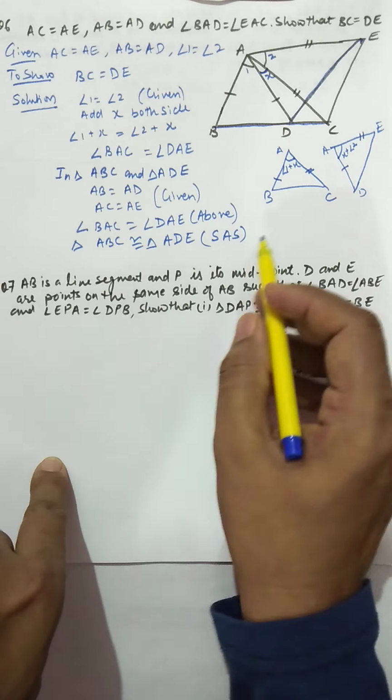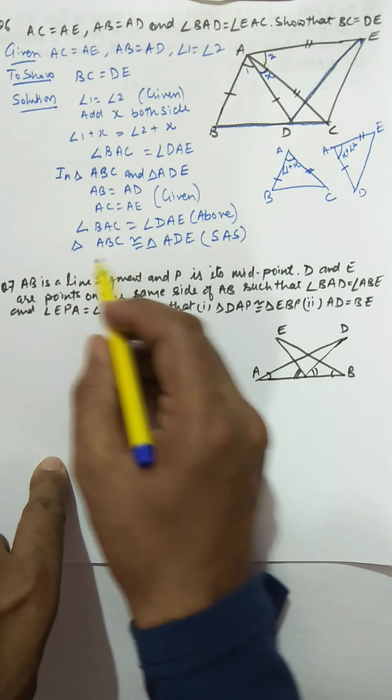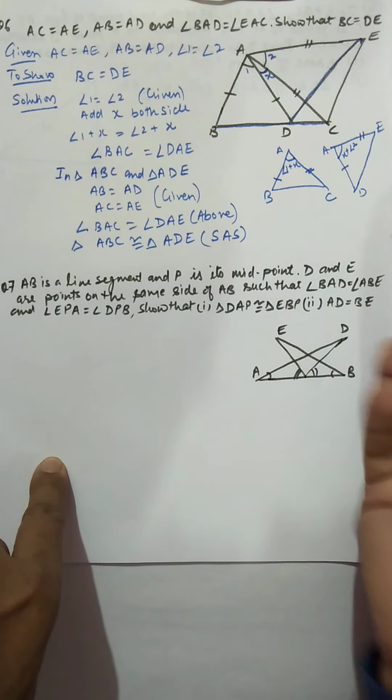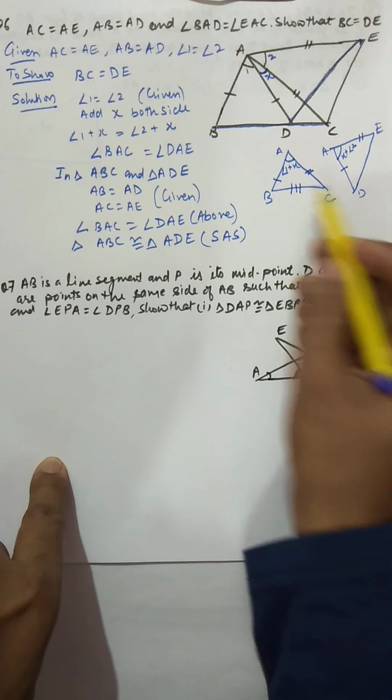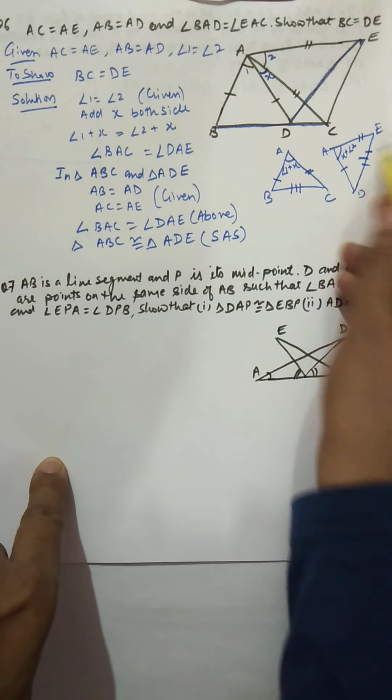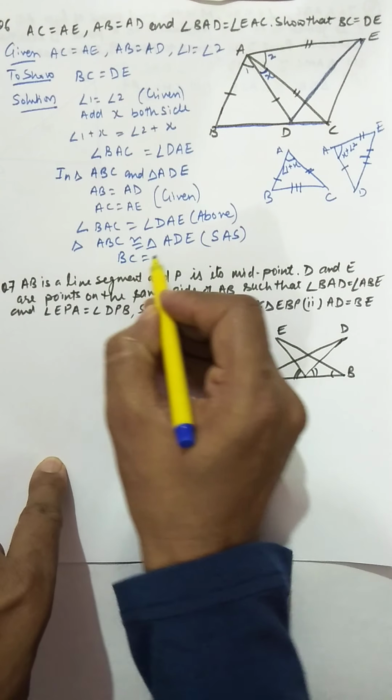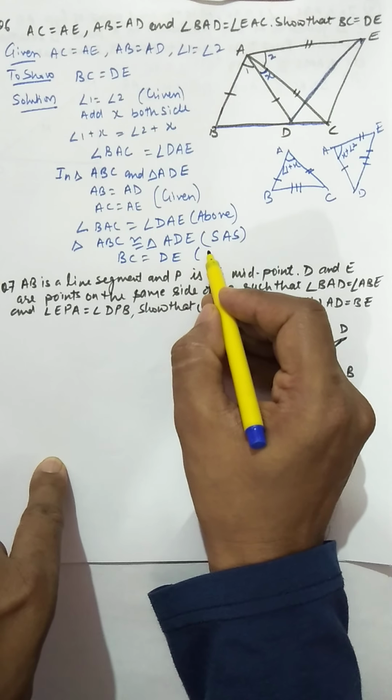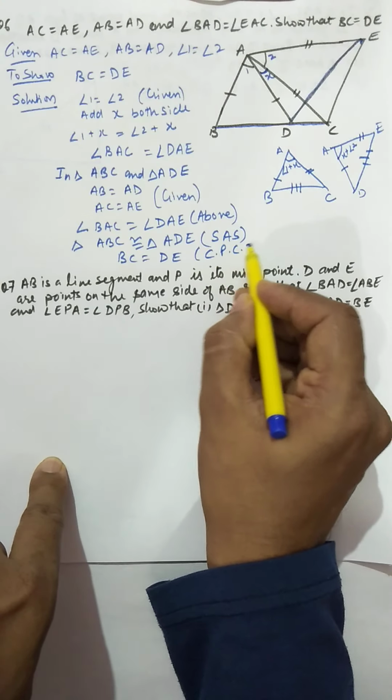So after you have shown that these two triangles are congruent, you can now say BC is equal to DE, and the reason is CPCT.